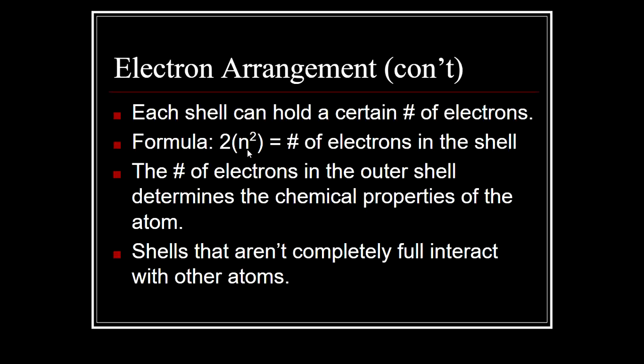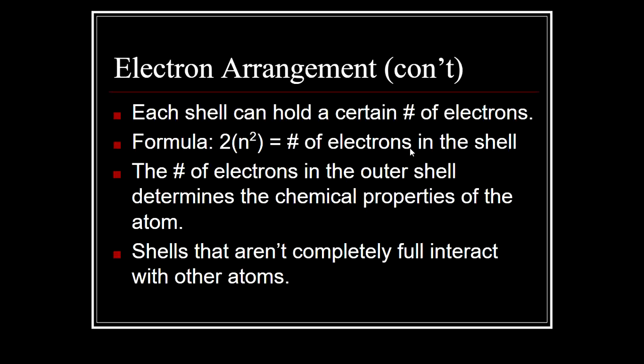So if we were looking at the first shell, 1 squared would be 1 times 2, which means 2 electrons can go in the first shell. For the second shell, 2 squared would be 4, times 2 would be 8. So 8 electrons can go in the second shell, and so on and so forth.